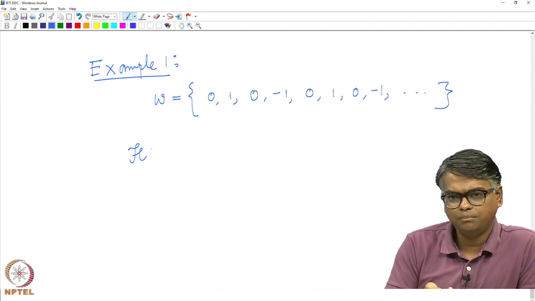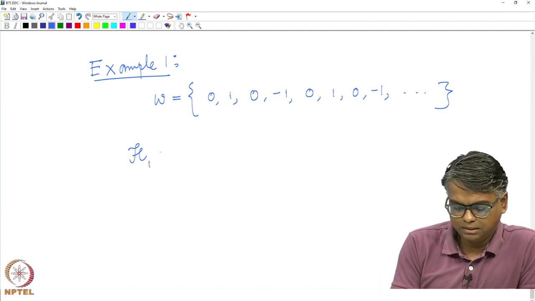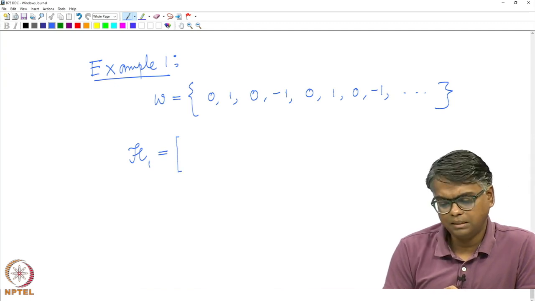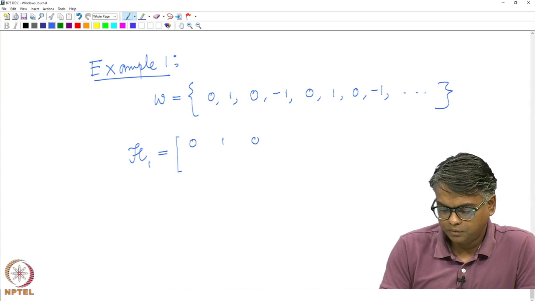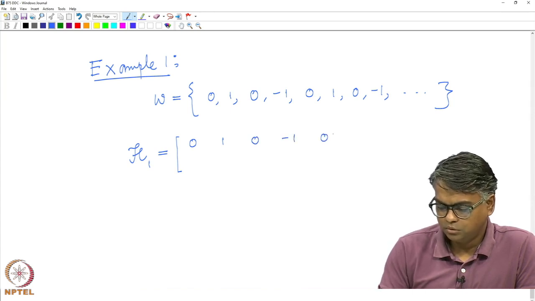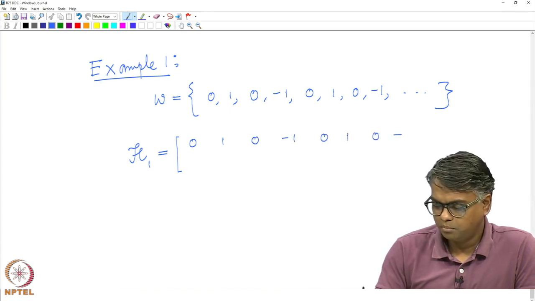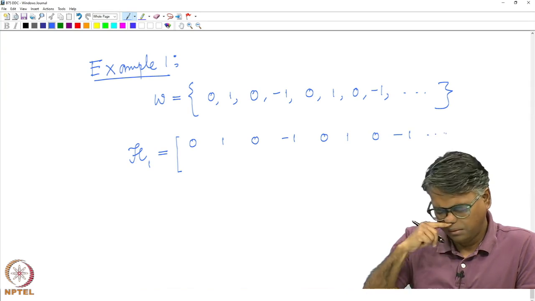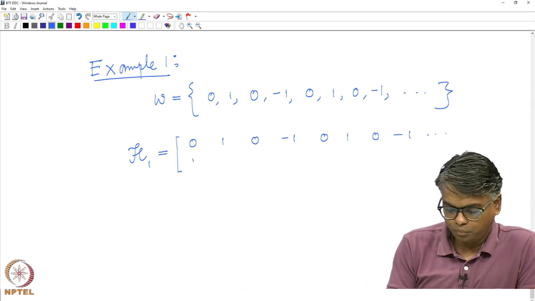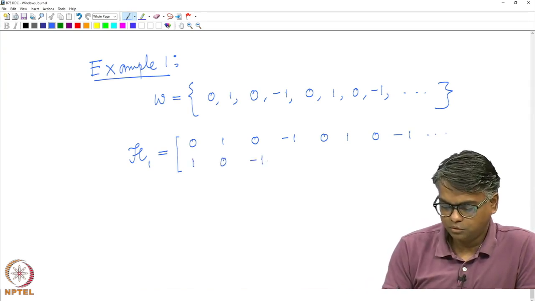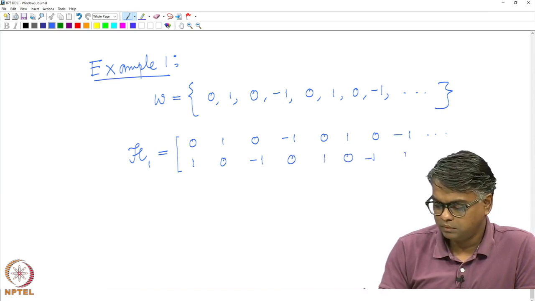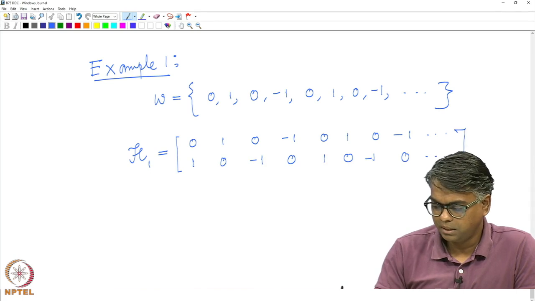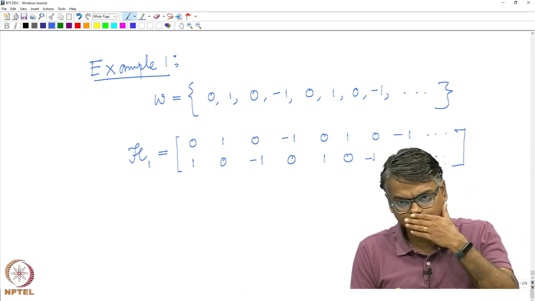H0 is just this w again. So, I can start from H1 itself. What is H1? It will have 2 rows and infinitely many columns. So, I start with 0, 1, 0, minus 1, 0, 1, 0, minus 1, dot dot dot. Then I have to shift it by 1. So, 1, 0, minus 1, 0, 1, 0, minus 1, 0, like that. That is my H1.